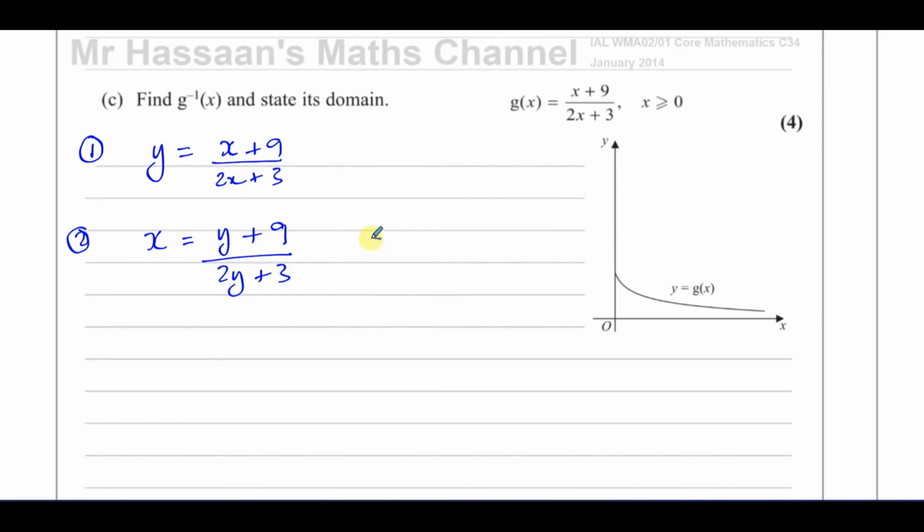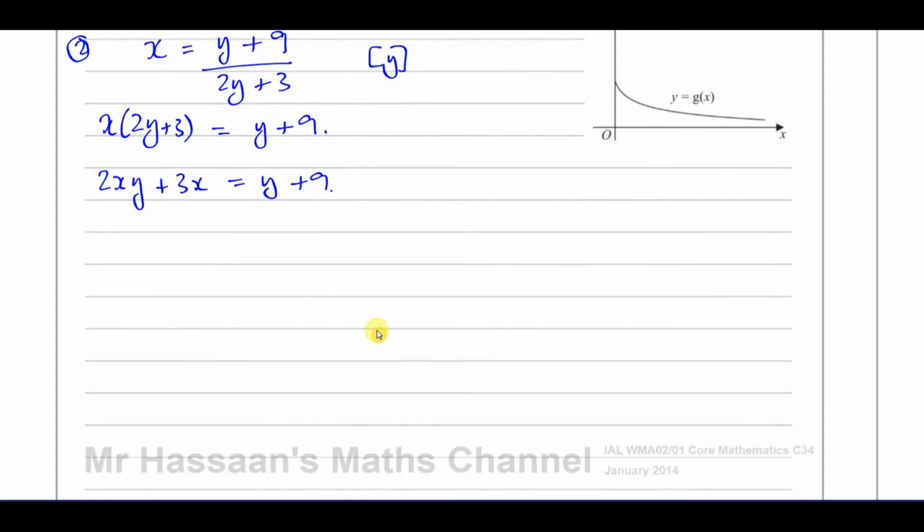And then the next step is to make y the subject. You've got to be very careful in doing so. So we'll multiply both sides by 2y plus 3. So we end up with x times 2y plus 3 equals y plus 9. We want to make y the subject, so we're going to now have to bring the y's together on one side of the equation. So what I can do here is expand this bracket, so that's going to be 2xy plus 3x equals y plus 9. And now I can bring the y's on one side, so I can say 2xy minus y equals 9 minus 3x.